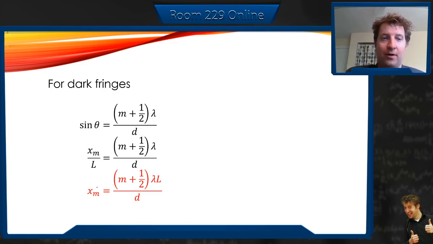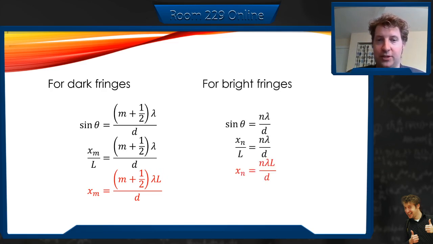The mth order dark fringe is going to be equal to (m plus a half) lambda L over d. And the bright fringe will just be the integer one. So this one adds an extra half, and this one doesn't. That's the difference. Now this can cause some confusion in terms of what they're telling you, like, is it the third dark fringe? What number do I mean by that?